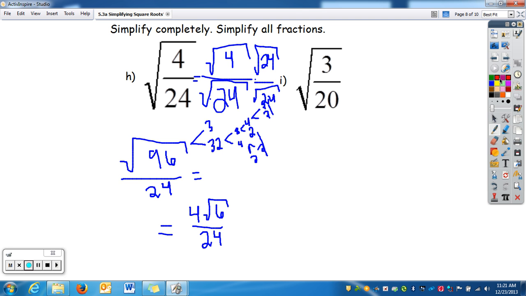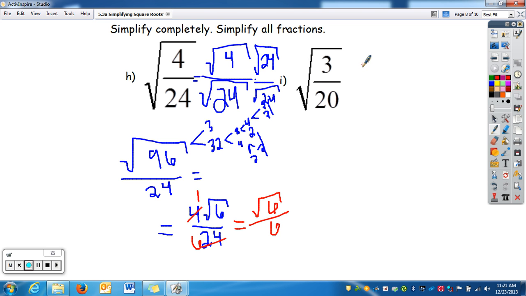Alright, so now I gotta look at my outside and my inside numbers. My outside numbers can simplify, 4 and 24. They both are divisible by 4. So that is 1 and 6. So this is root 6 over 6. That's my final answer.